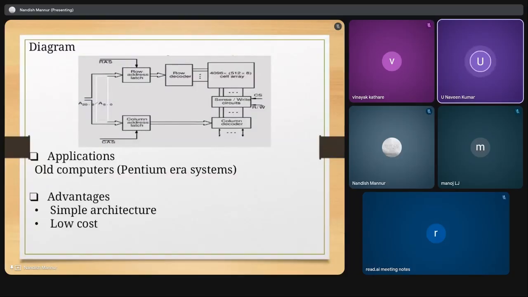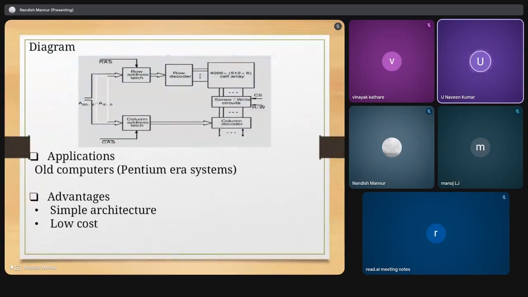And we have the memory cell array, which will store data bits, as shown, 4096 into 512 into 8. After that we have the sense or write circuit, which will sense data during read and write data during write operation. After that we have the column address latch, which will store the column address when CAS is active. Column decoder will select the column inside the active row.